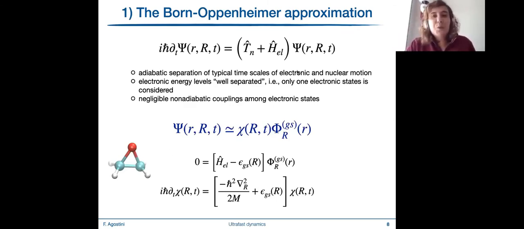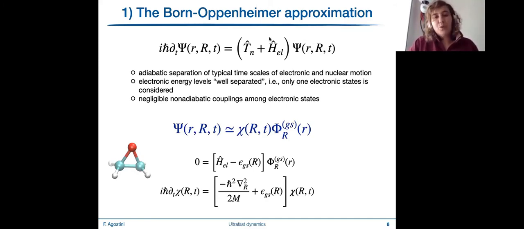So the problem that we want to treat is this one, the time-dependent Schrödinger equation. I want to solve the time-dependent Schrödinger equation for a system of interacting electrons and nuclei. Tn here is the nuclear kinetic energy, HEL is the electronic Hamiltonian that contains the electronic kinetic energy and the interaction potentials. I am not including in this case spin-orbit coupling.